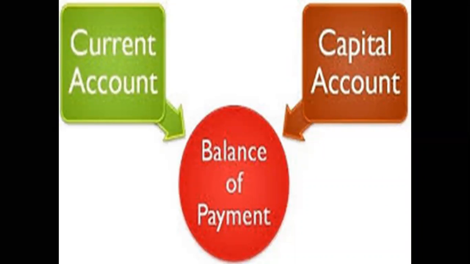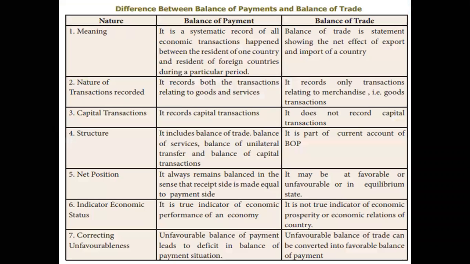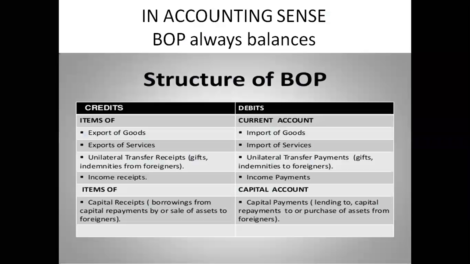Balance of payment has two types of accounts: current account and capital account. Again, let me tell you, this topic is also based on the structure of BOP only. अब देखो स्ट्रक्चर से ही आंसर निकलेगा इसका, कौन सा करंट अकाउंट है और कौन सा कैपिटल अकाउंट के अंदर है. देखो स्ट्रक्चर से निकल के आएगा.